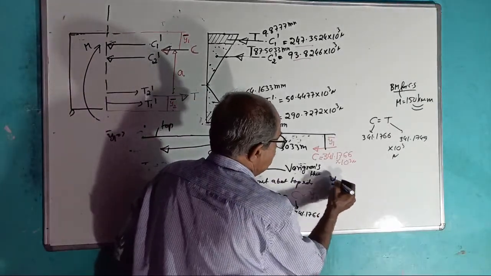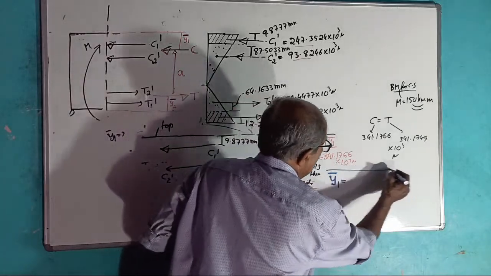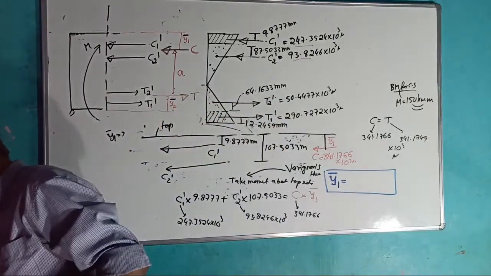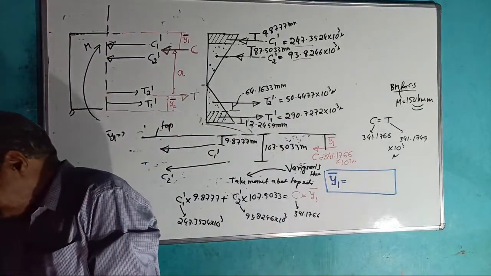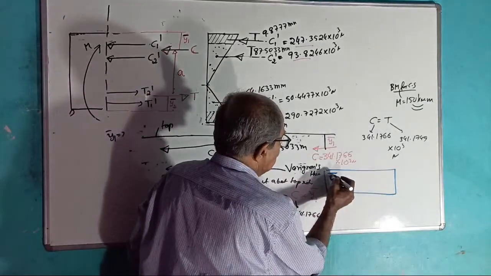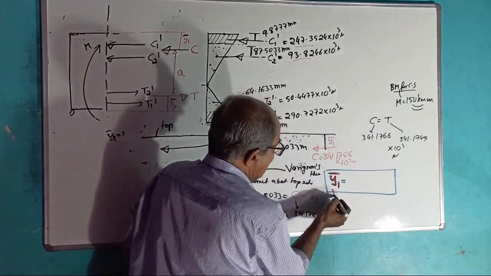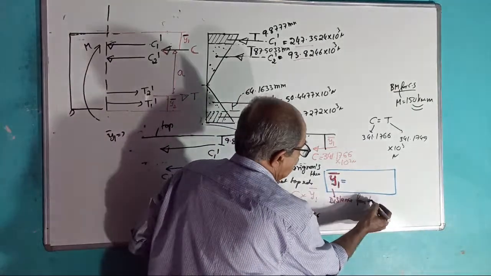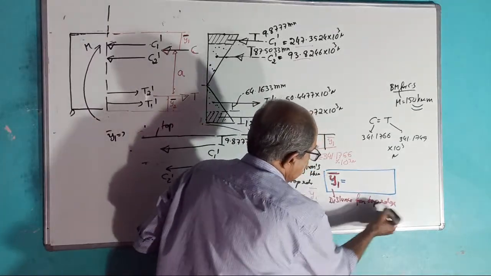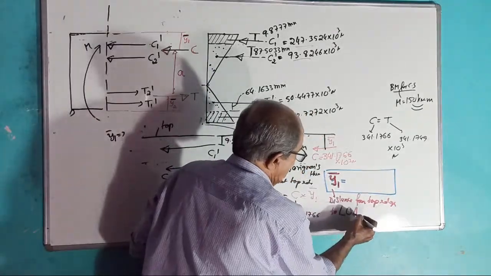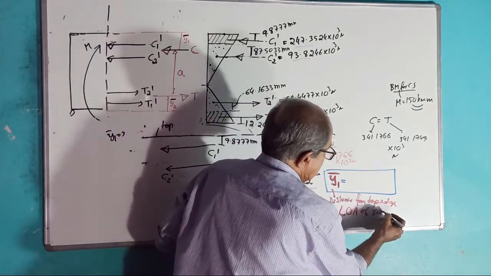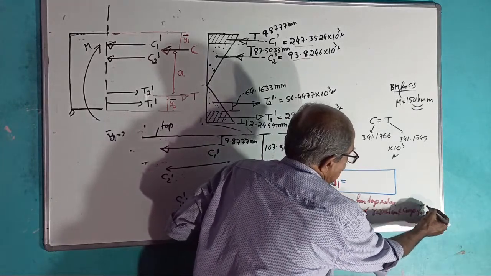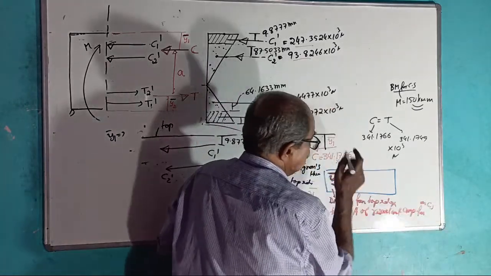So Y1 bar, the red color is not working. I will put blue color. Why not working? Ink problem. Okay, don't bother about it. Y1 bar, okay, partially working. Y1 bar, that is distance from top edge to line of action of resultant compression force on cross section. This is Y1 bar.